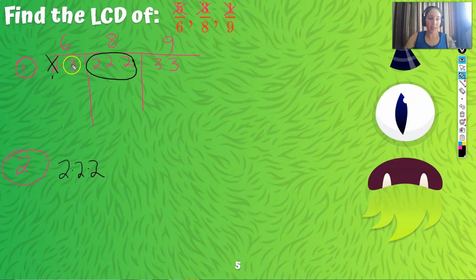My next factor is 3. Well, I have one 3 here. I'm done with 2's. Ooh, there are two 3's here. So I'm going to take it the most amount of times it occurs. I'm not going to take those 3's. I'm going to take these 3's because there are more.